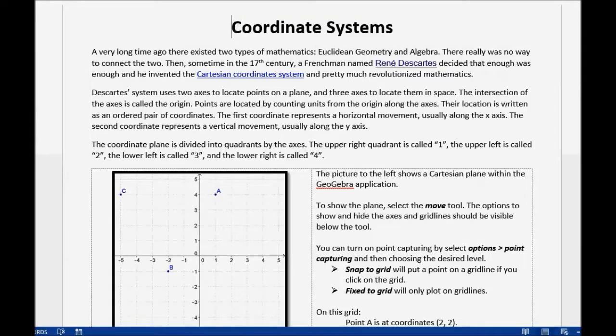Today we're going to talk about finding the distance between points on a coordinate plane. But before we do that, we need to talk very briefly about the coordinate system.